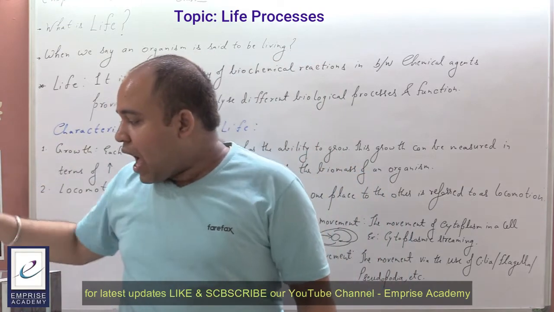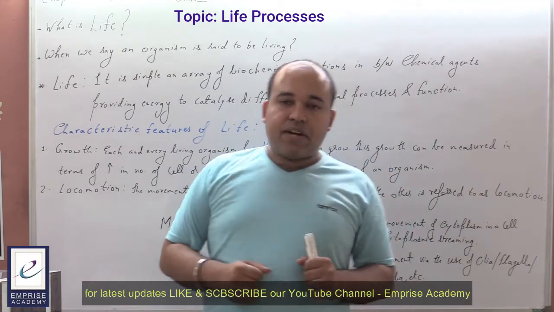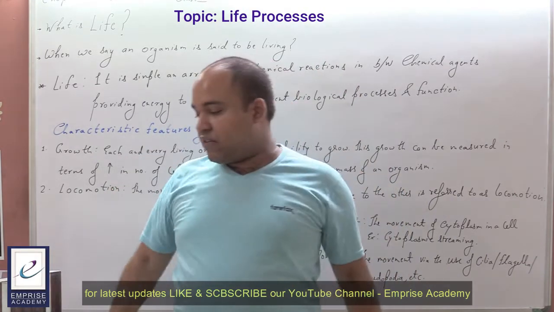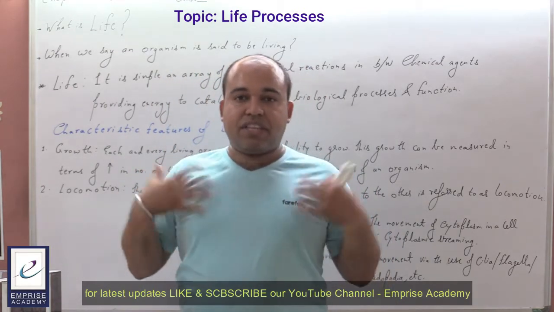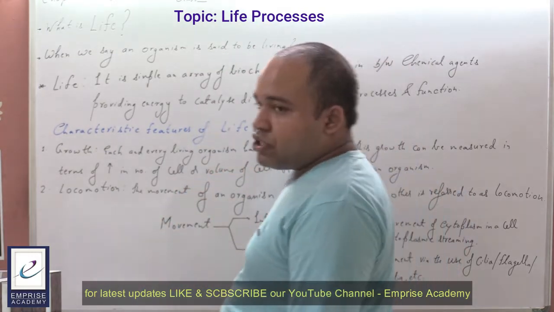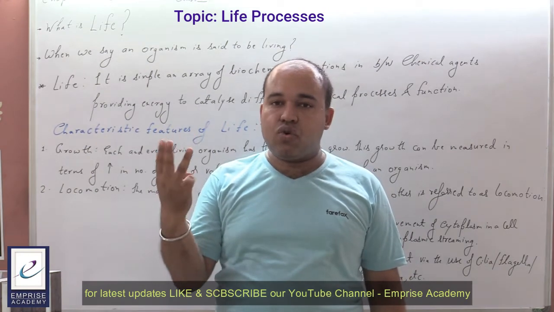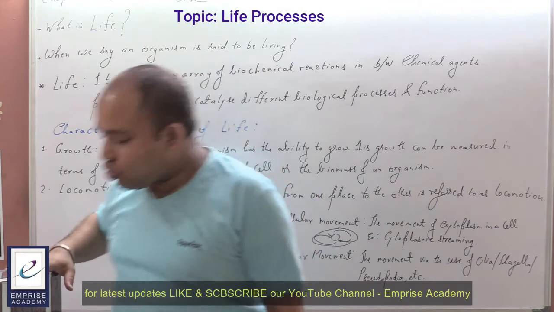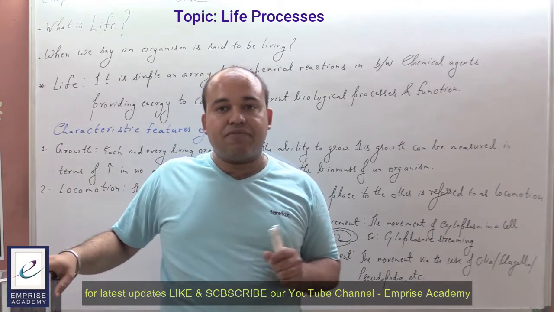You are also respiring. Every living organism in this world is respiring, so movement is also taking place in our body, and the exchange of gases is taking place within the alveoli of our lungs. Then after locomotion, the third and most important characteristic feature that you must know is, in the case of prokaryotes, sometimes growth is not measurable because they are dividing constantly, every 20 minutes.